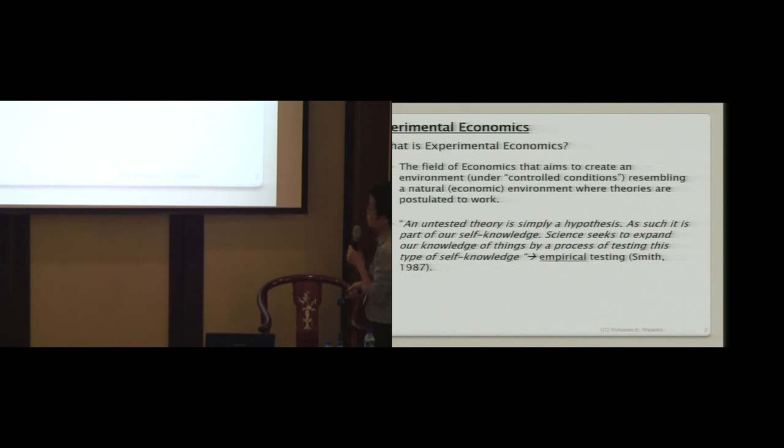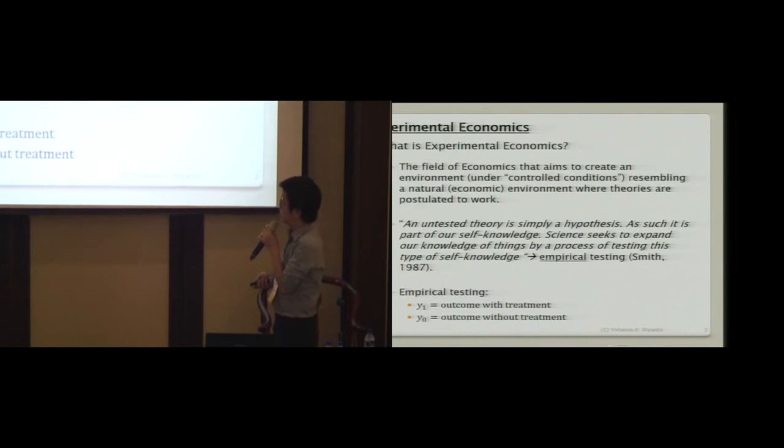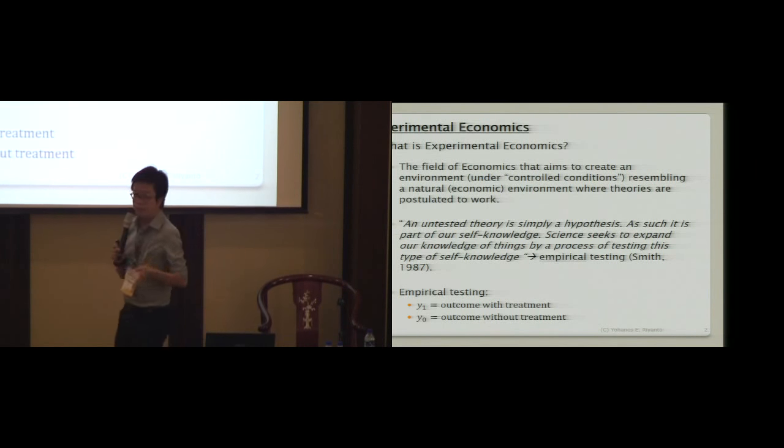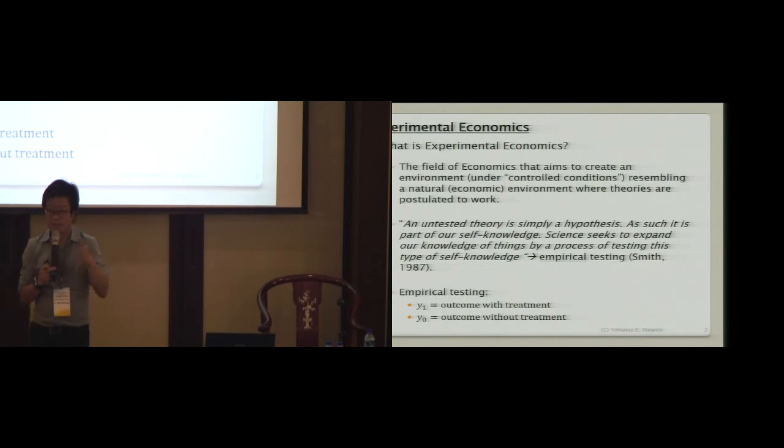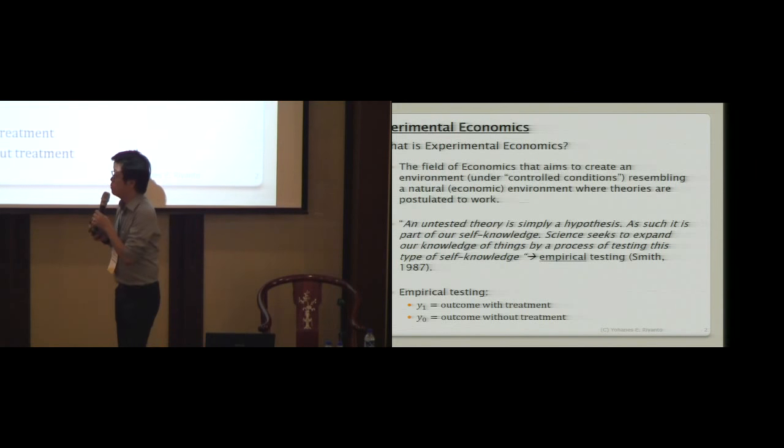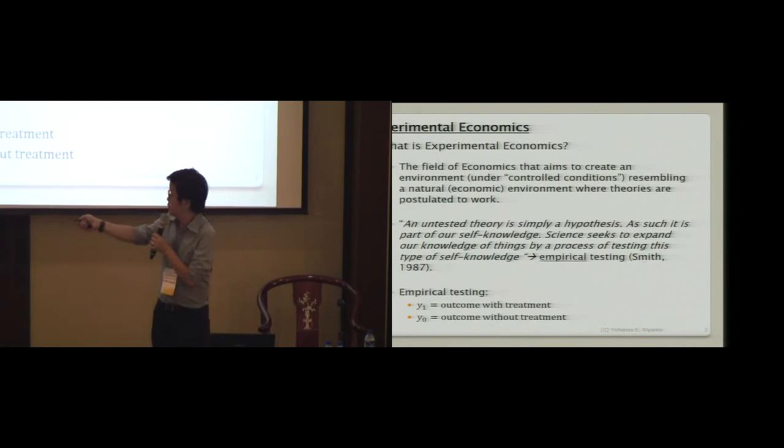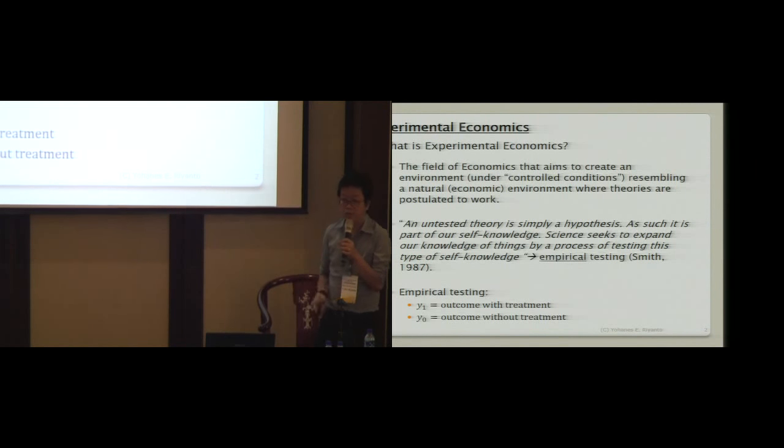Vernon Smith is of course the founder of experimental economics. He received the Nobel Prize together with Daniel Kahneman, but Kahneman is more for behavioral economics and Smith is for experimental economics. He said, an untested theory is simply a hypothesis. As such, it is part of our self-knowledge. Science seeks to expand our knowledge of things by a process of testing this type of self-knowledge. That's why we need empirical testing. Now, when you do empirical testing and you're talking about the impact of a certain policy, we call it a treatment. You are interested in comparing the outcomes with the treatment, Y1, with the outcomes without treatment.